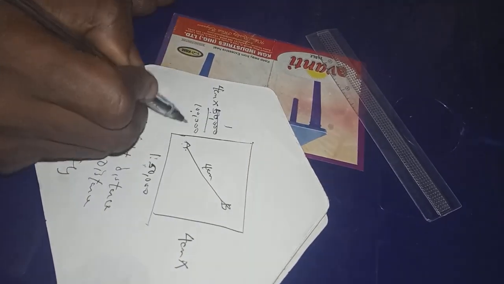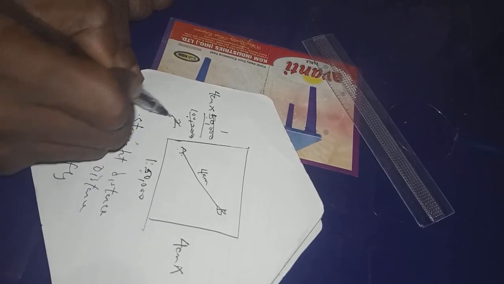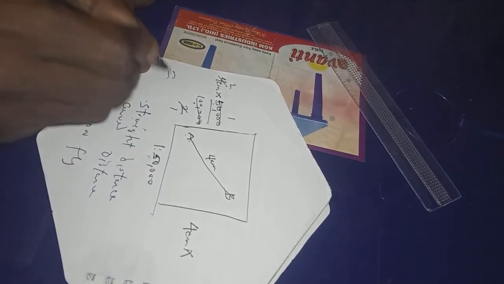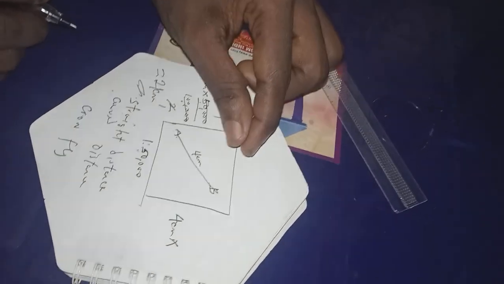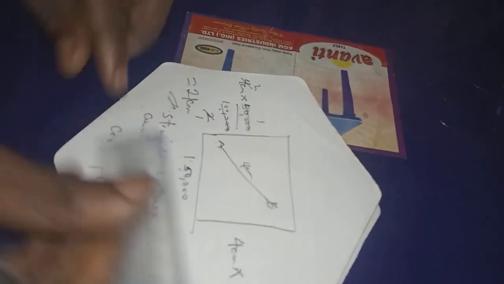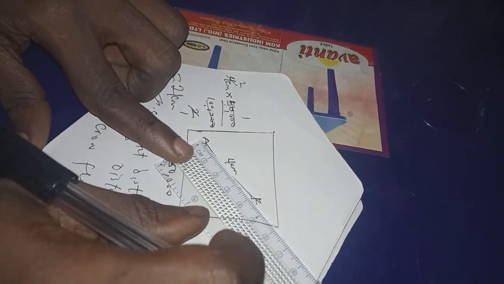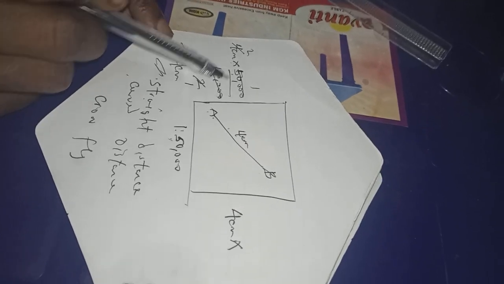So when you do this, you cancel the zeros, and you have 2. So the distance between A to B is 2 kilometers. So just measure from A to B using your ruler, get the centimeter, then you convert it to kilometer by multiplying by the scale, divided by 100,000, which is constant.